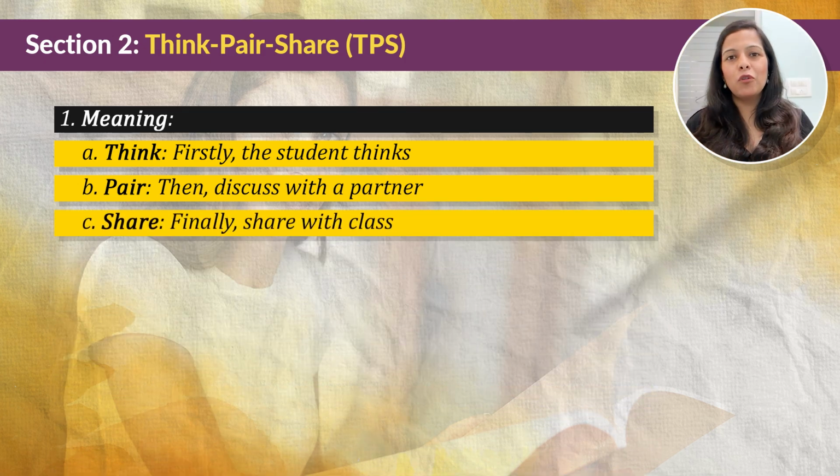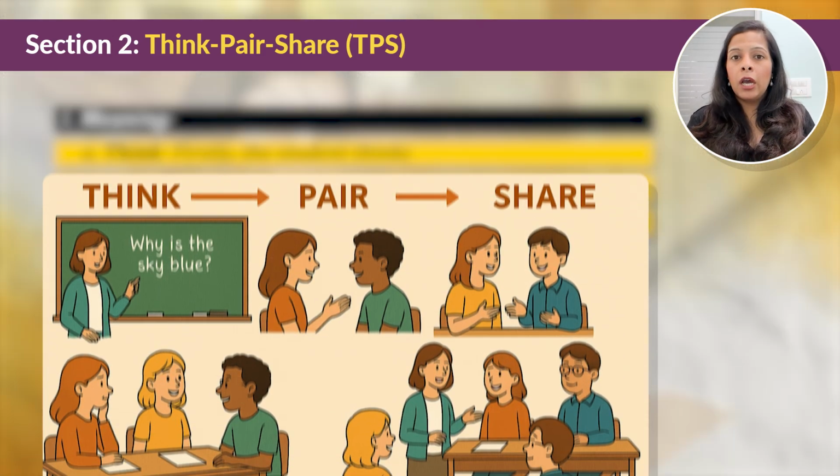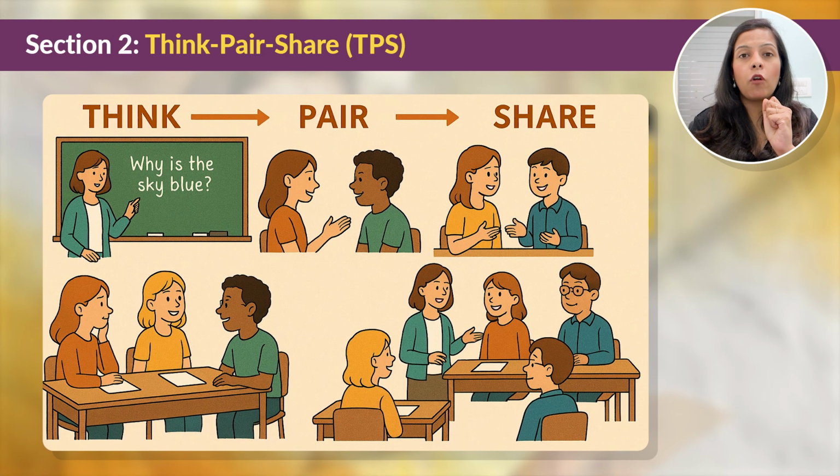And finally we move to the third stage, which is the share stage. Now, what happens in the share stage? After the pair has had a brief discussion, they share their ideas with the whole class. Sometimes one pair speaks, sometimes a few selected pairs speak, but the idea is to bring everyone into the conversation slowly and naturally. For example, let's think of a science class.